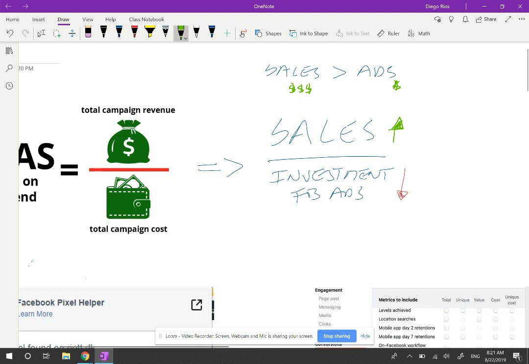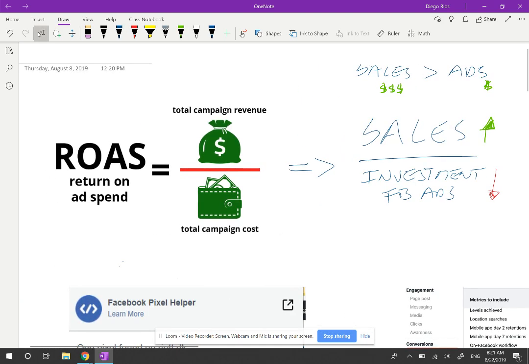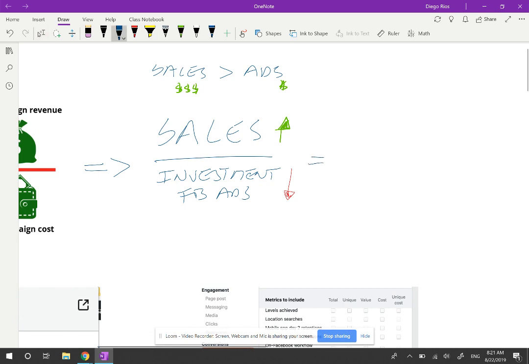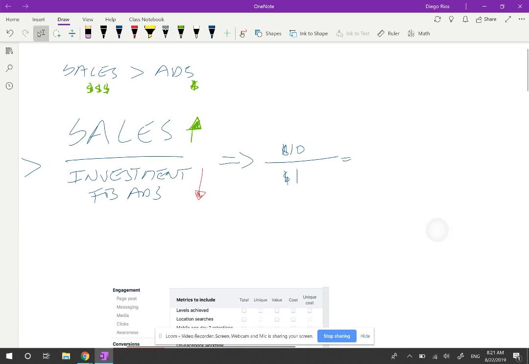And this ratio that Facebook uses, return on ad spend, is basically a ratio, right? So let's say that I'm investing $1 and I'm making $10 of revenue. If you divide 10 over 1, what that gives you is 10 return on ad spend, right? Or 10x. So for every dollar I spend, I'm making $10, right?